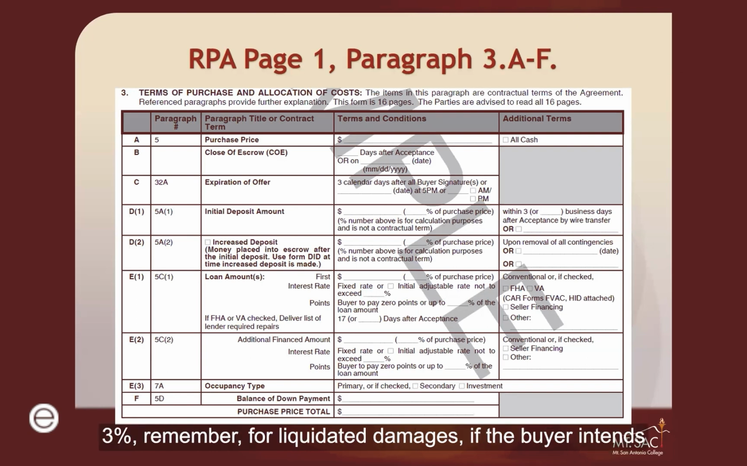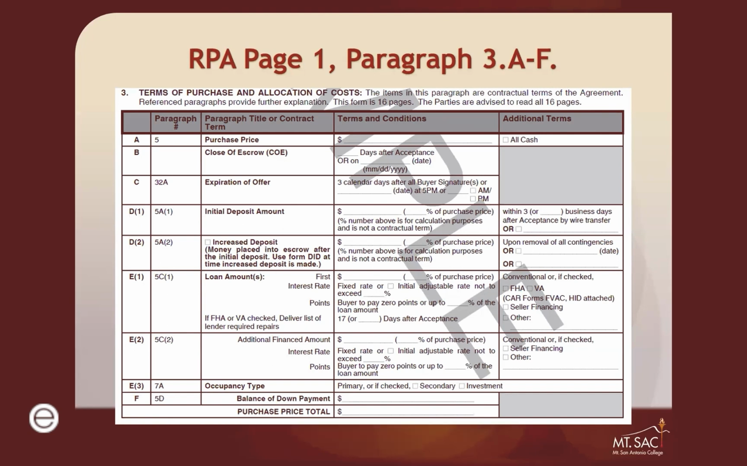Remember, for liquidated damages, if the buyer intends to occupy the property as a personal residence, the amount of deposit being withheld by the seller as liquidated damages cannot exceed 3%. So that'll be a clue there. Also, when we get down into the loan, it'll give you the percentage of the loan. Remember, the sweet spot for loans is what, 20% or more? So it'll be an easy way to identify that.